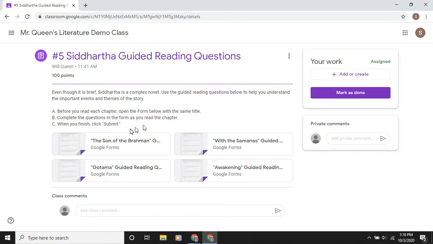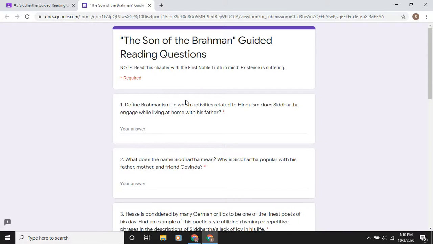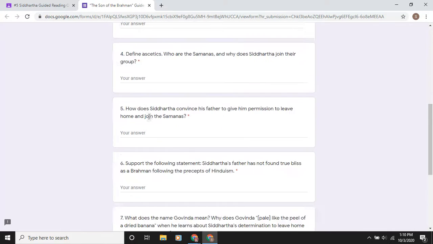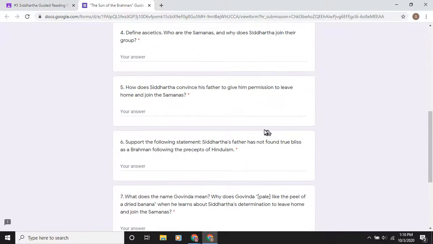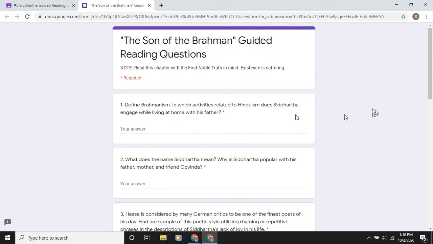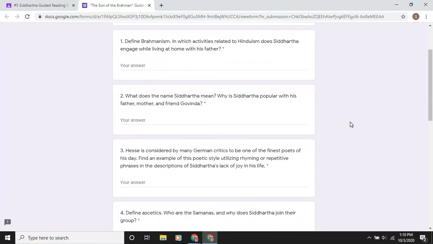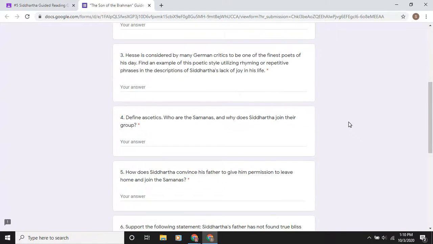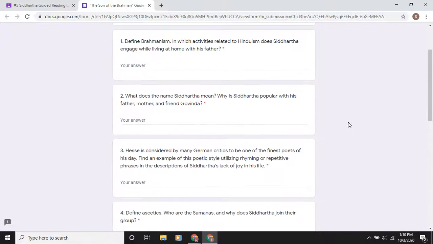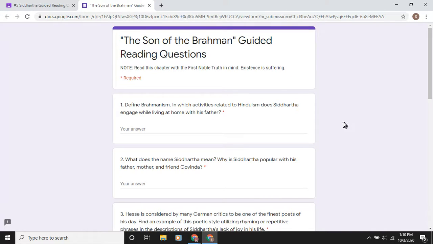So before you read each chapter, open the form of the same title. So here is the Son of the Brahmin guided reading questions. That's chapter 1. And there are 8 questions to answer. Some of these will require a word or two. Some of them will require a sentence or two. Some of them may require a short paragraph, but they will all be very necessary for you to really understand.